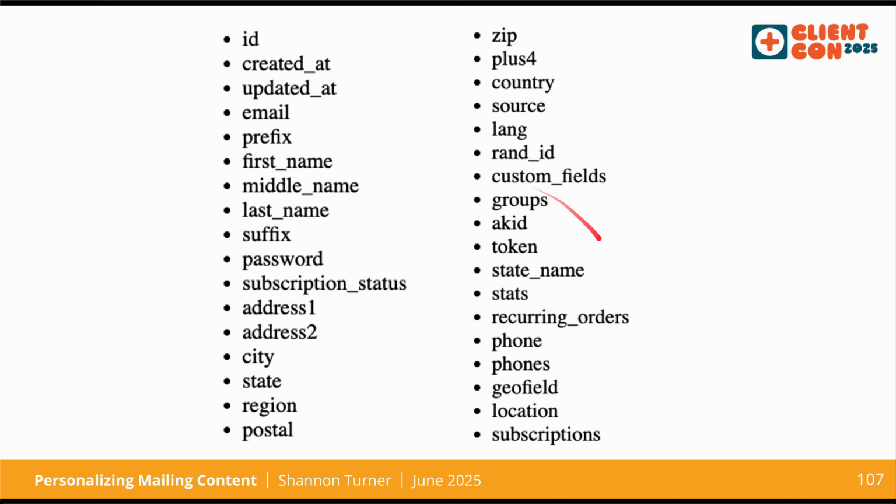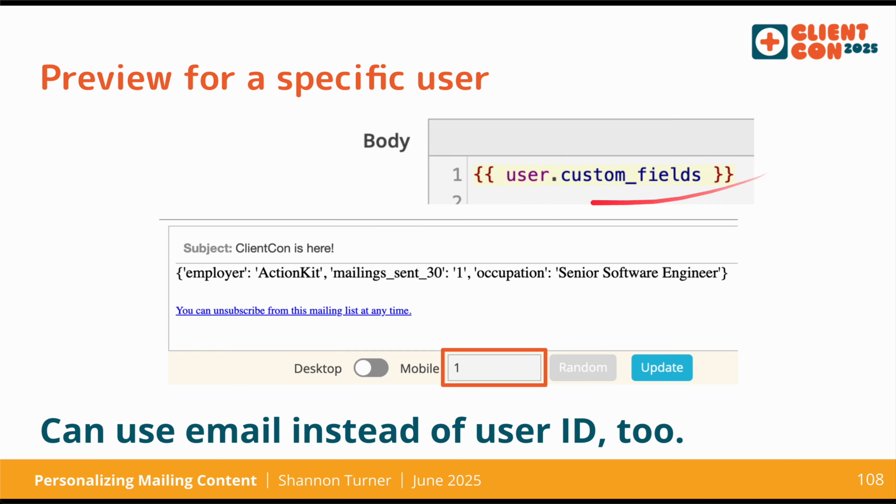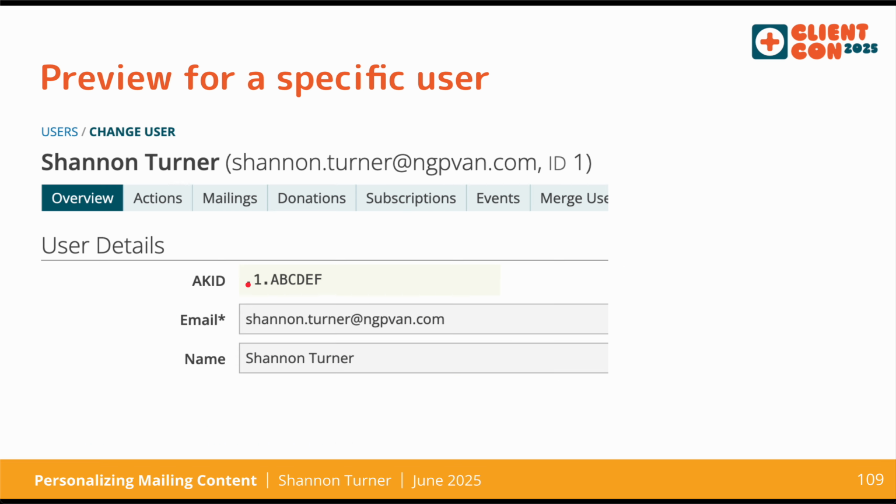All of this, right? And so if we take one of those fields, let's say custom fields, let's see what this user has. I'm going to use this snippet in the body, user.customFields. So here in the preview pane, I can get a preview for a random user, but I like to specify a specific user that I want to look at. You can either use an email or a user ID. And so here, this is what this user has for their custom fields.